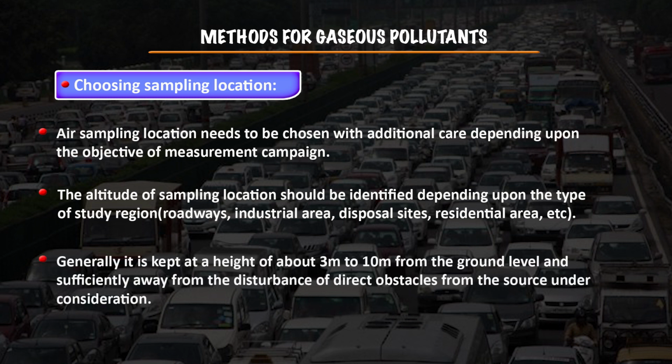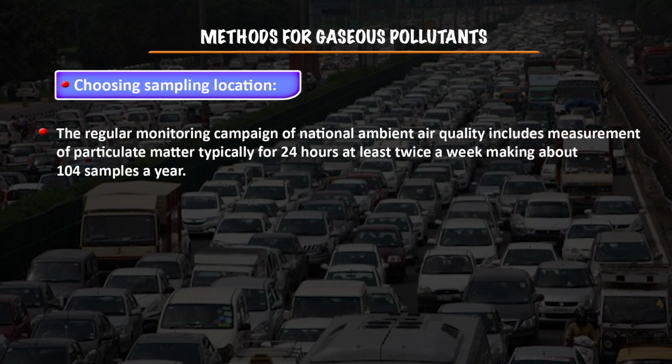Generally, the sampler is kept at a height of about 3 meters to 10 meters from the ground level and sufficiently away from the disturbance of direct obstacles from the source under consideration. The regular monitoring campaign of national ambient air quality measurement that includes particulate matter is typically for 24 hours, at least twice a week, making about 104 samples per year.